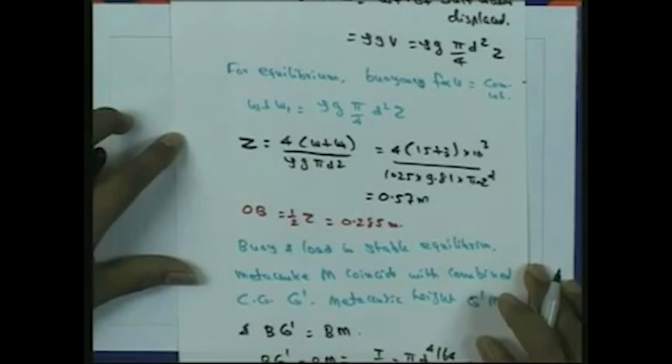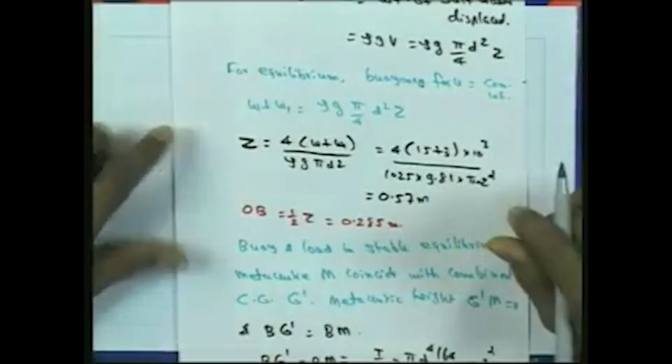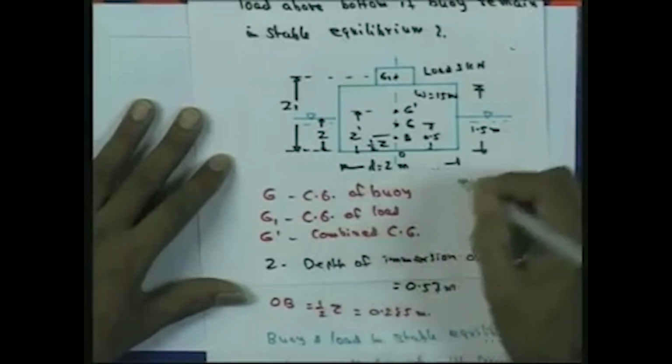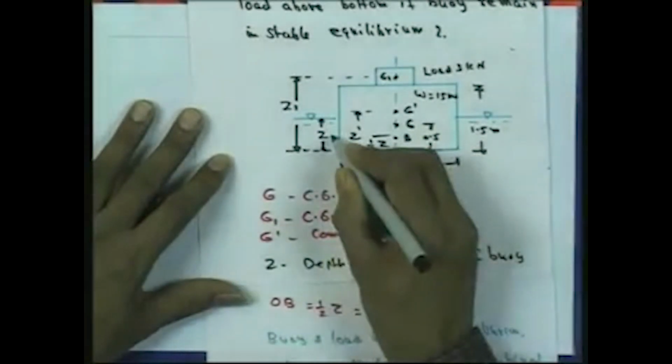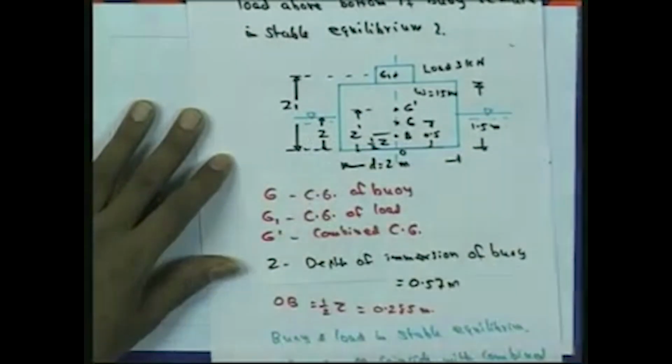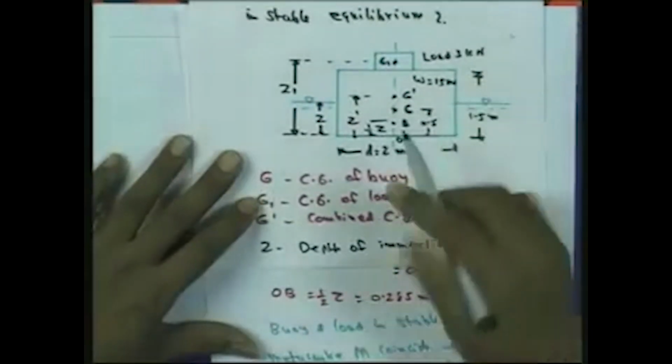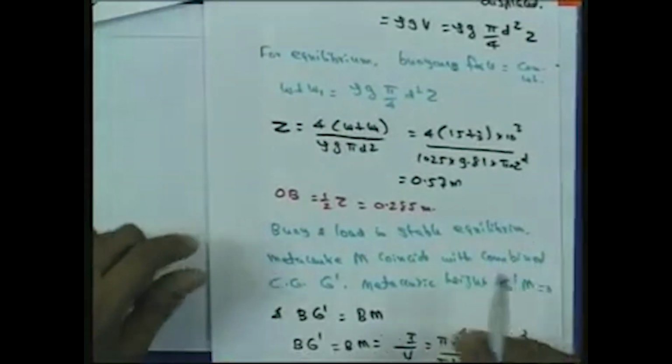Now we want to determine the center of buoyancy. In this figure you can see that Z is already determined as 0.57 meter. OB is equal to half of Z, so OB is equal to 0.285 meter.